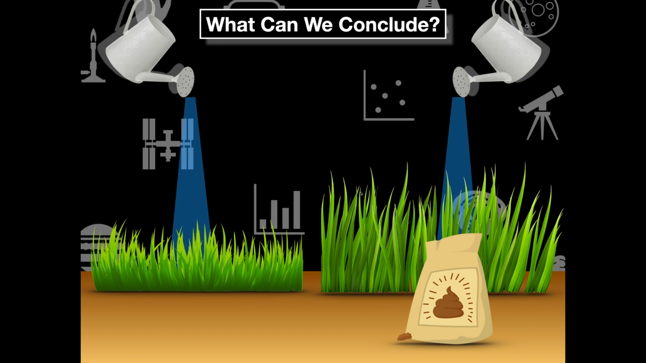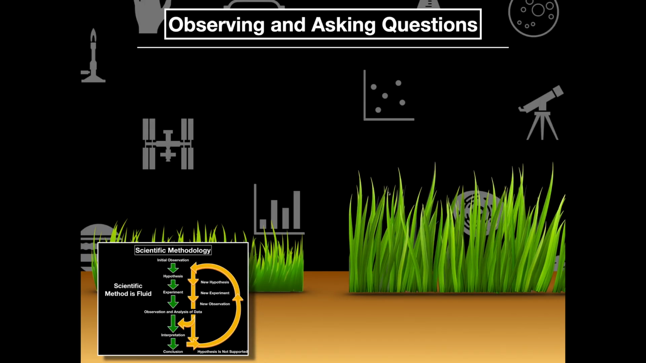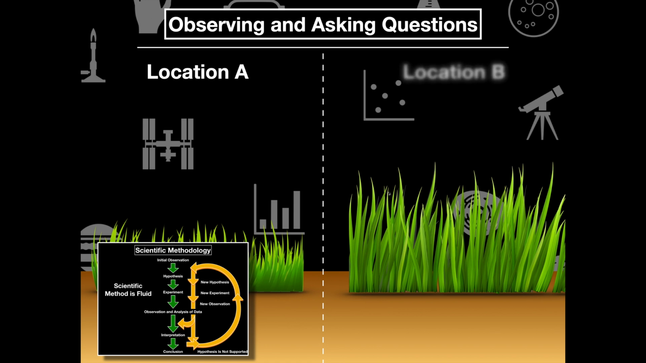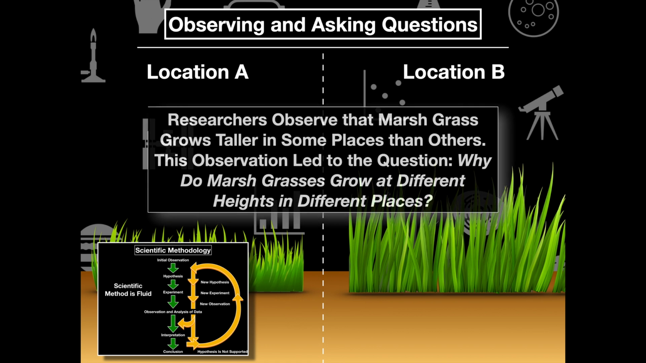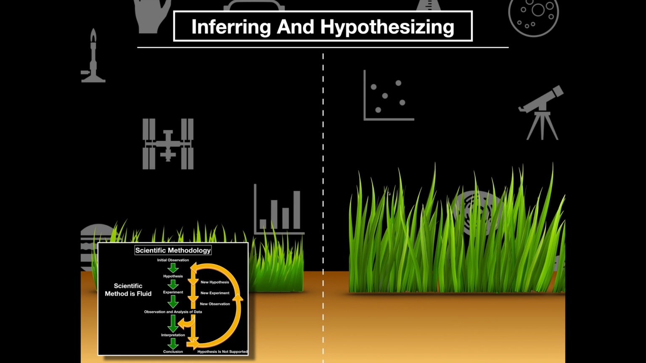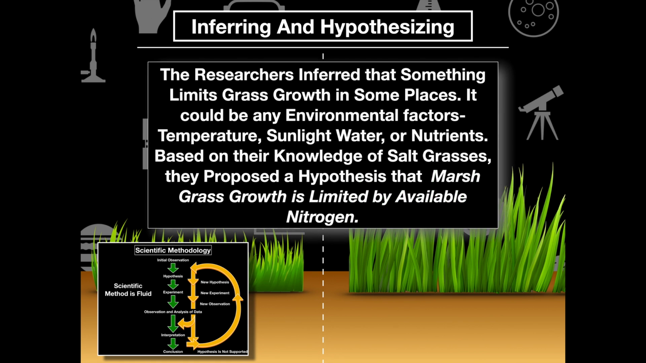Well, let's read a story here of the grass growing and try to break down the scientific process via this story. The first chapter is going to be observing and asking questions. So you have location A and location B. Researchers observed that marsh grass grows taller in some places than others. This observation led to the question, why do marsh grasses grow at different heights in these different places?